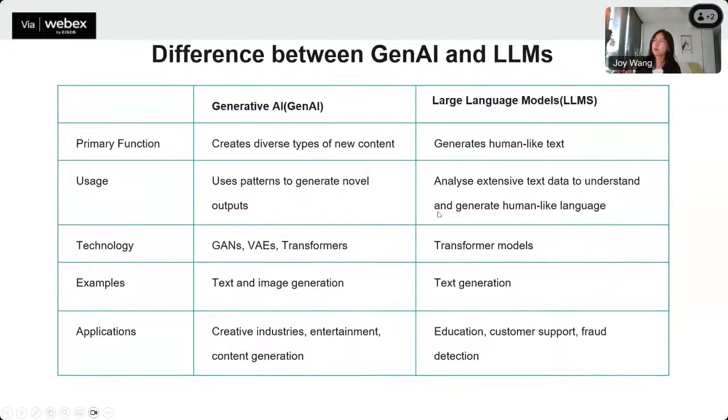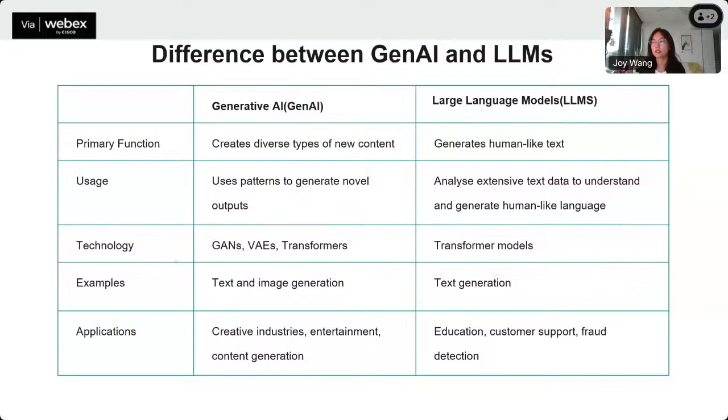There are many applications, so people may get confused about the definition between Gen AI and the large language model. For today's section, we will focus more on large language models. Here is a brief summary between these two. What are the primary function and the usage? Basically, Gen AI is a more broad concept.